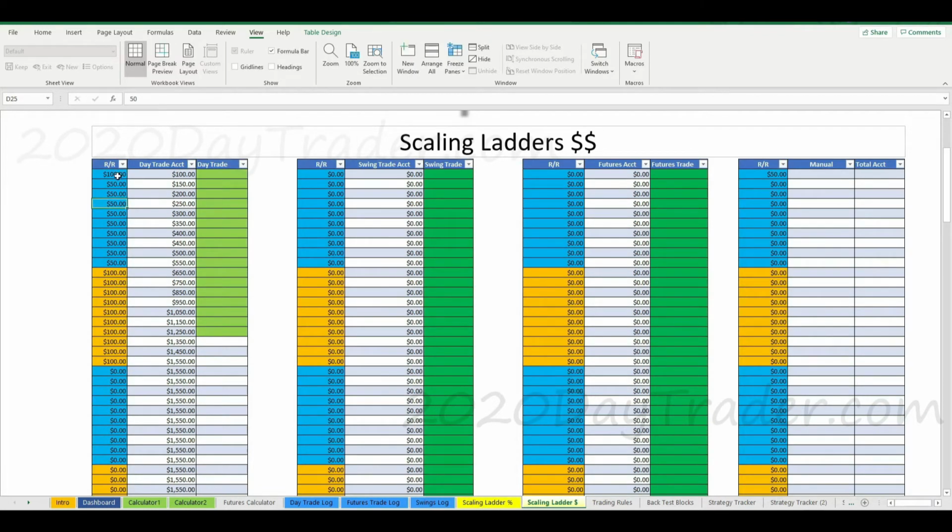100, that's what I want it to be. I can do that and drag it down. My next 10 trades is 100. And you can see where I'm at in there. So that tells me how I'm going to proceed.